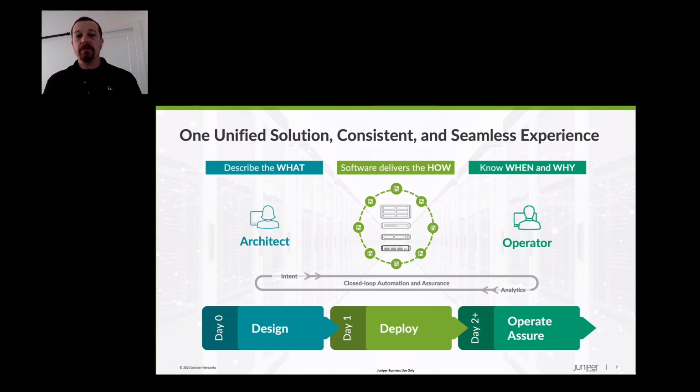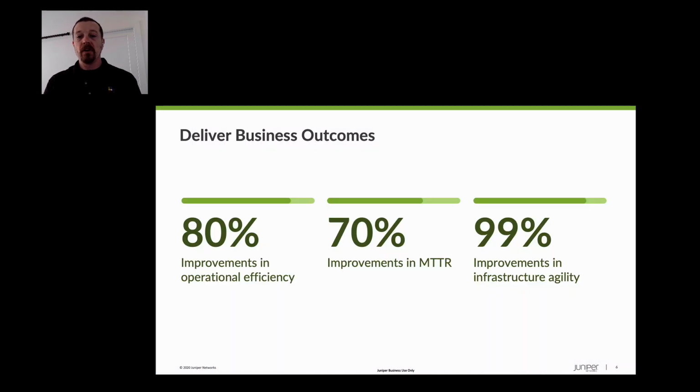Apstra is an intent-based networking solution that provides a unified, consistent, and seamless experience from the architect's day 0 to the operator's day 2 plus. And it does so in a closed loop and an automated fashion. To really restate, Apstra delivers on business outcomes. So you can see here that there are some pretty shocking numbers, the 99% improvements on agility and infrastructure agility. But really when you look at what you can do with Apstra in seconds and minutes as compared to weeks and months, you can easily understand where those 99% numbers come from.